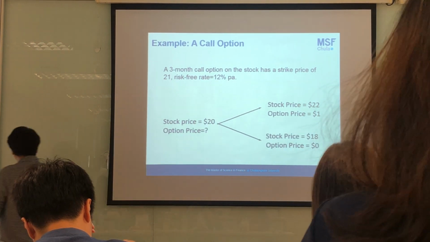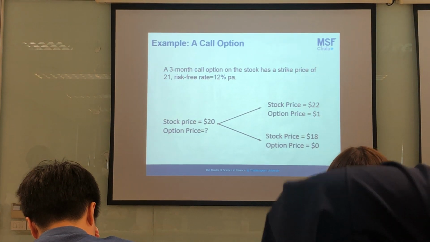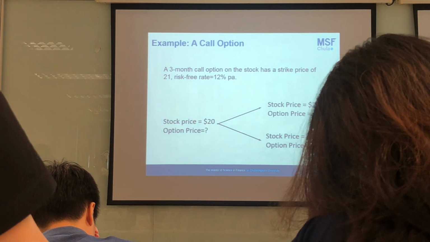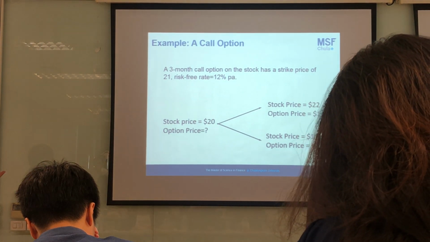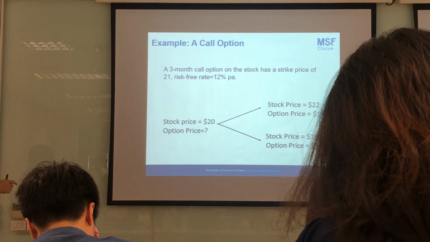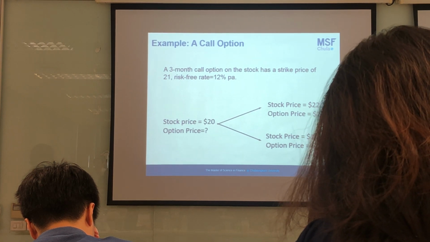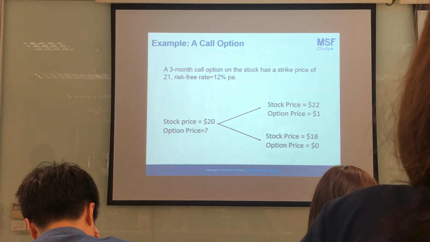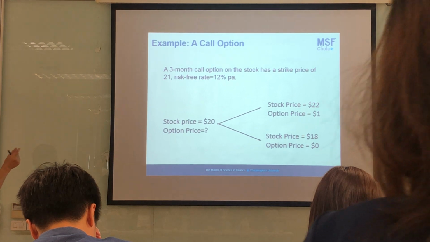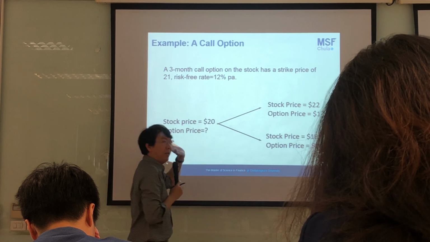Suppose we want to estimate the value of a call option, a 3-month call option. At this step, I just assume that one period is equal to 3 months. But actually, you can subdivide the period in order to make the estimate of the call option more accurate, by subdividing the period into shorter time intervals. In this case, we just assume that one period is 3 months.